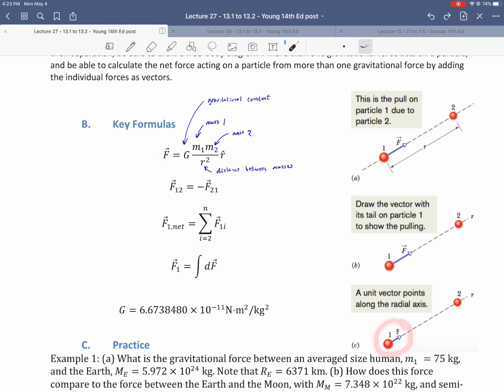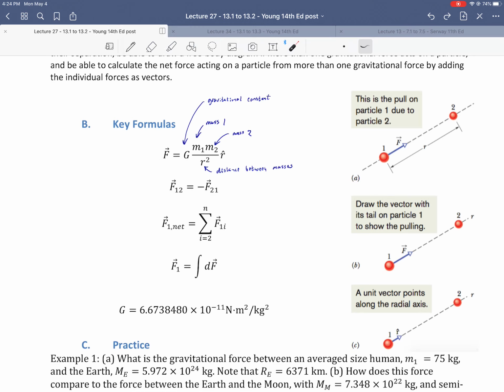Okay, so here we have that unit vector r hat. A unit vector points along the radial axis. That's the axis that directly connects the 2 points. These are particles, okay? They don't have a defined radius. They're simply a mass particle, okay? So there is the universal law of gravitation.